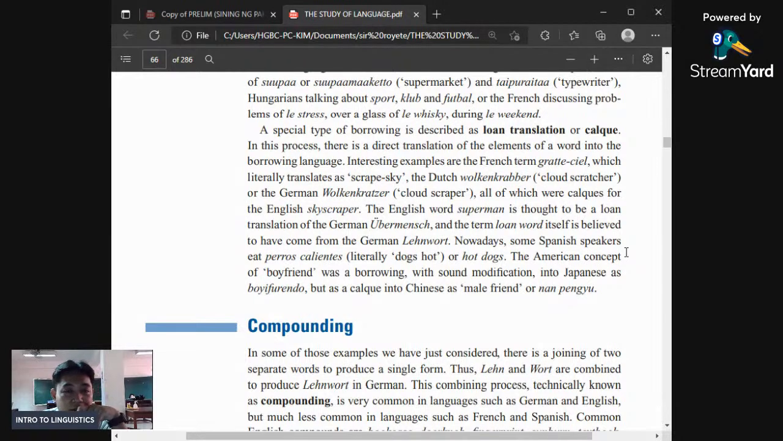All right. Loan translations are common. Also, for example, in Spanish, perros calientes. I want to eat perros calientes. So what is perros calientes? It's literally dogs hot, or hot dogs. And perros calientes. So that is loan translation, or calque.